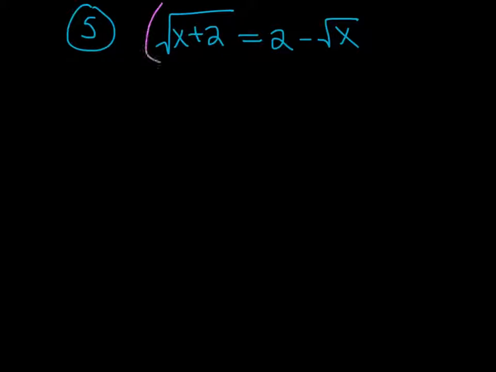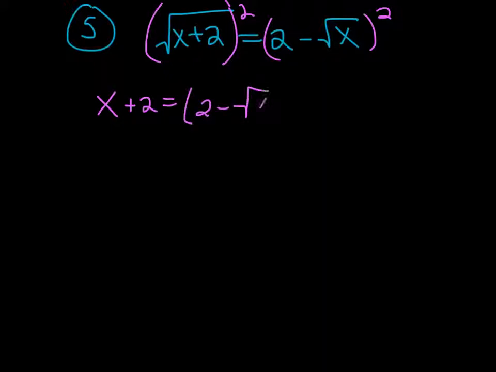So to undo the square root, we're going to square both sides. Okay, and so that cancels out the square root over here, so we just have x plus 2. But then on this side, it kind of creates a little bit of a nasty problem. When we square that, it means that we have 2 minus square root of x times 2 minus square root of x. So we actually have to FOIL that out.